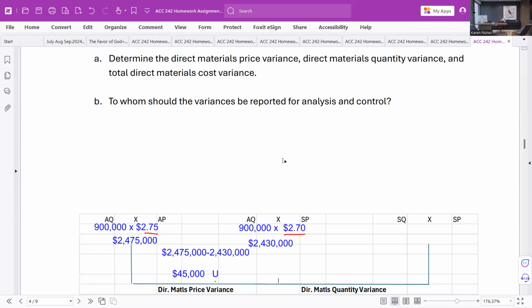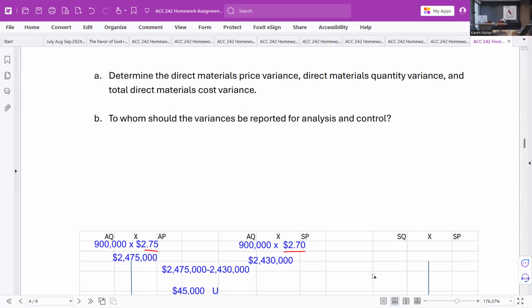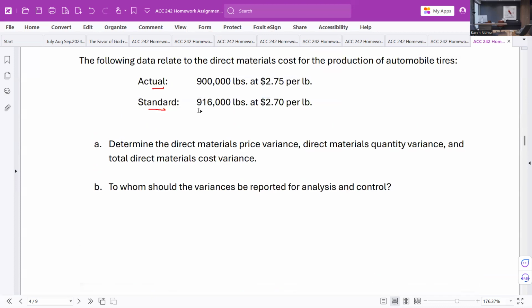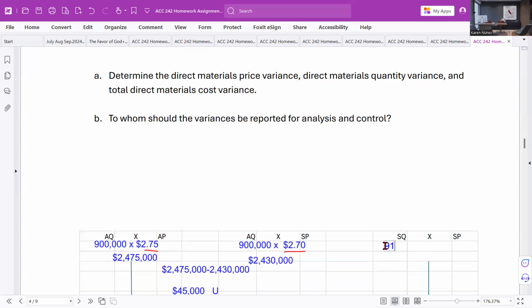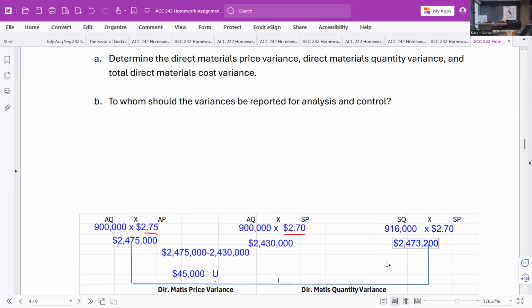And next, we want to calculate the quantity variance. So here's where we need the standard quantity, and that's just given to us. They tell us here that it's just 916,000 pounds at 270. So that's what we need here. We need 916,000 pounds at 270. So the standard at standard, we should have spent a total of 2,473,200 on those materials. That's what the materials should have cost, right? The standard at standard, 2,473,200. And if we want a quantity variance, then we want to take the difference between these two, right?